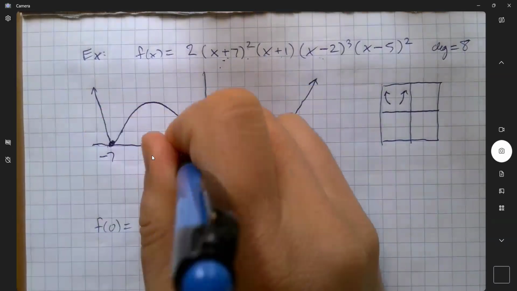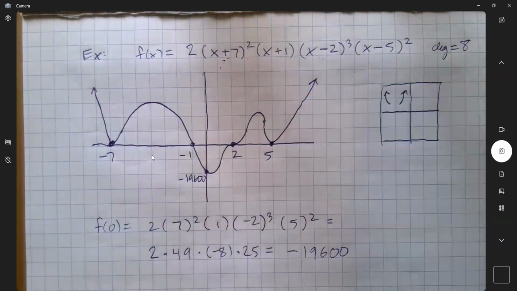Let me put these x-intercepts down too. The scale is really weird, but polynomials, they behave pretty weird. They get pretty extreme growth because there are so many powers of x in there.